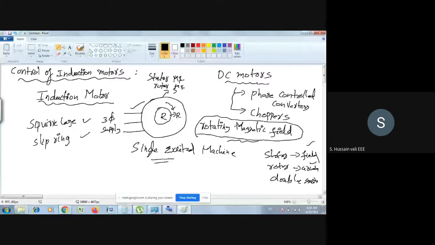I hope you know this thing, that because of the three-phase supply and because of the three-phase winding construction, a rotating magnetic field will be produced. This rotating magnetic field is also rotating in the air gap. With how much speed? With synchronous speed. Synchronous speed, in the sense, the supply has some frequency.